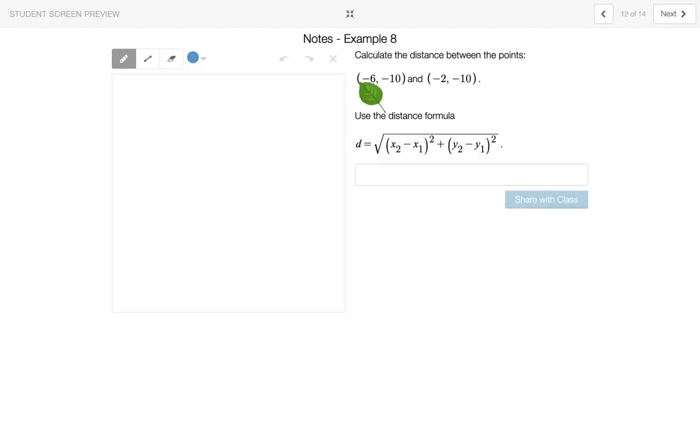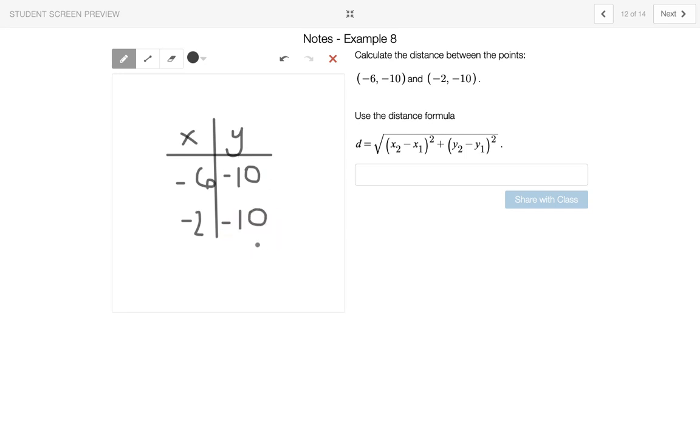Okay, again, I would like you to pause the video and check your understanding by creating a table, finding the horizontal distance, the vertical distance, and then plugging those numbers into the formula. So hopefully you paused the video to check. Now I'm going to go through it. So here's -6, -10, -2, -10.